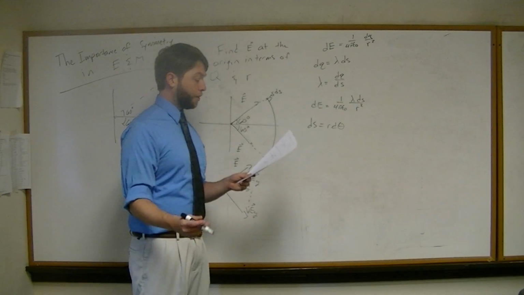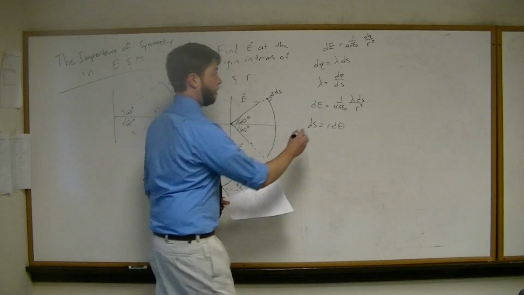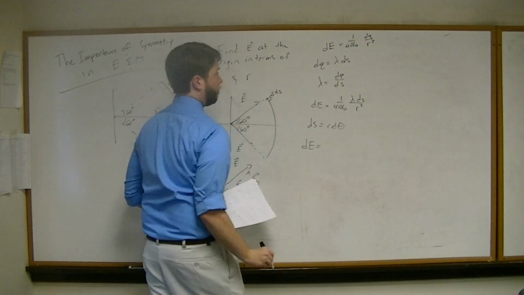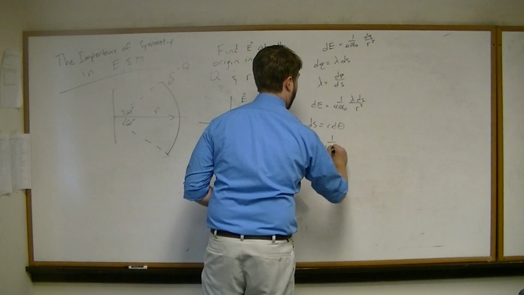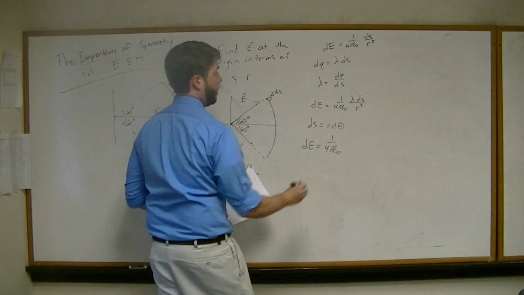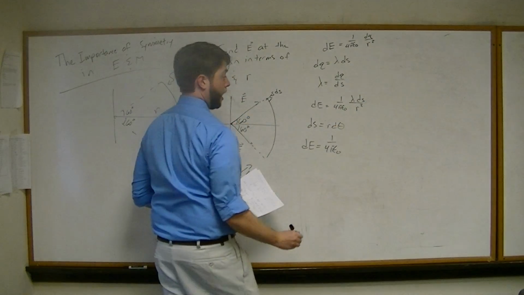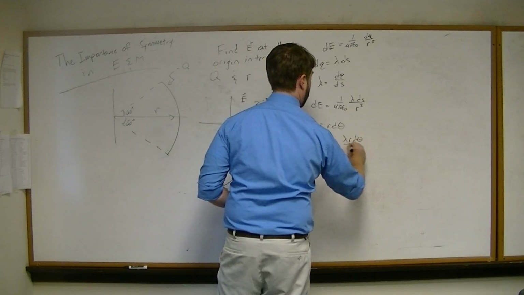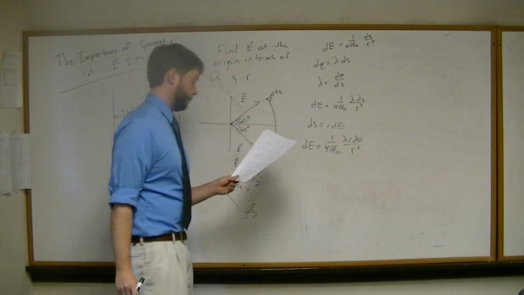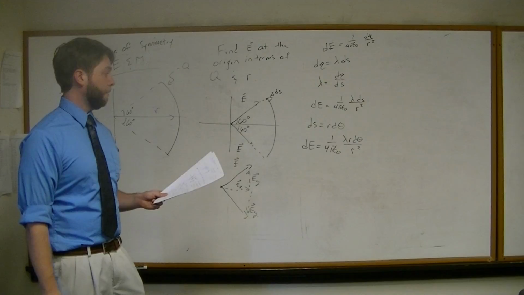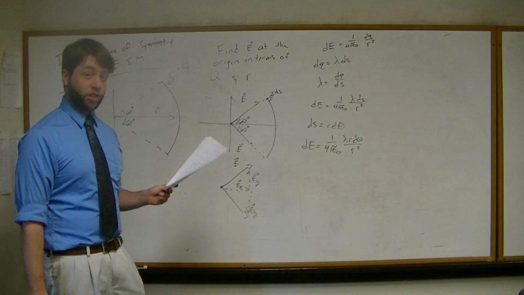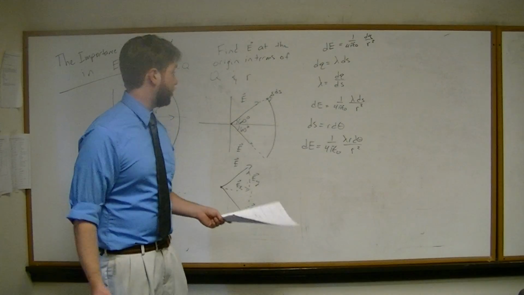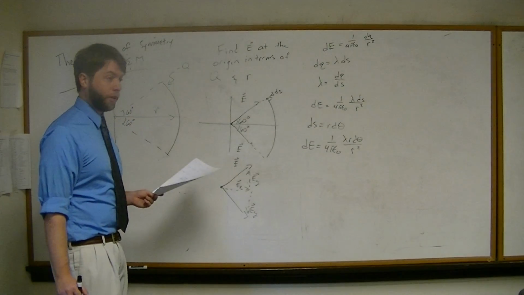Okay, so now with the next substitution of r d theta, I have that dE is equal to 1 over 4 pi epsilon naught, lambda stays inside, r d theta over r squared. Okay? Now I need the x component of that small electric field. The y component's all canceled out. That's the argument that we made right at the very start.